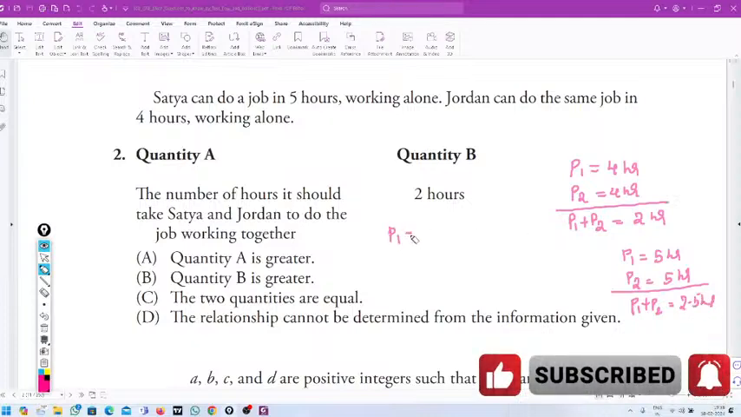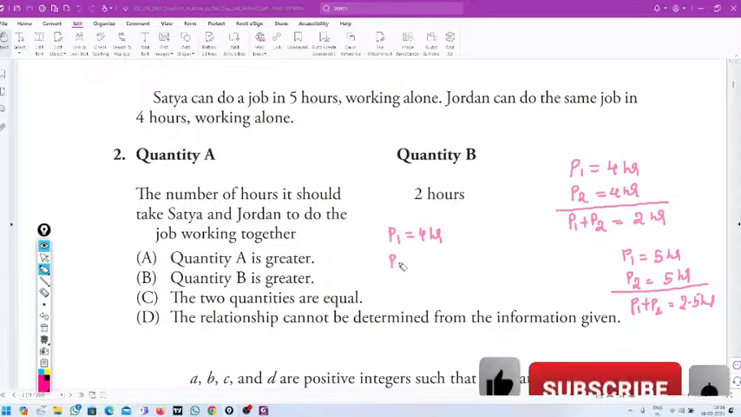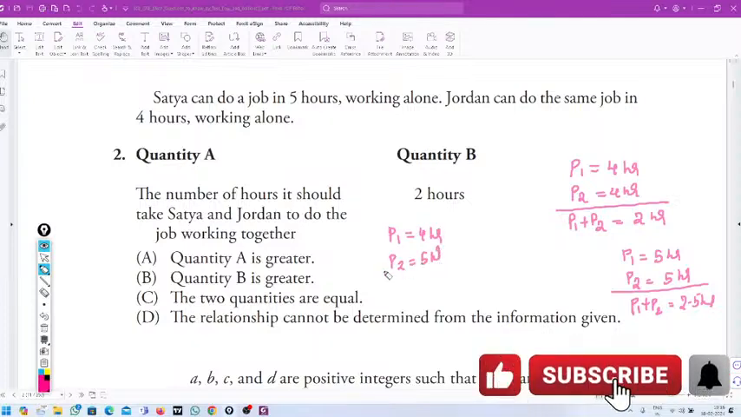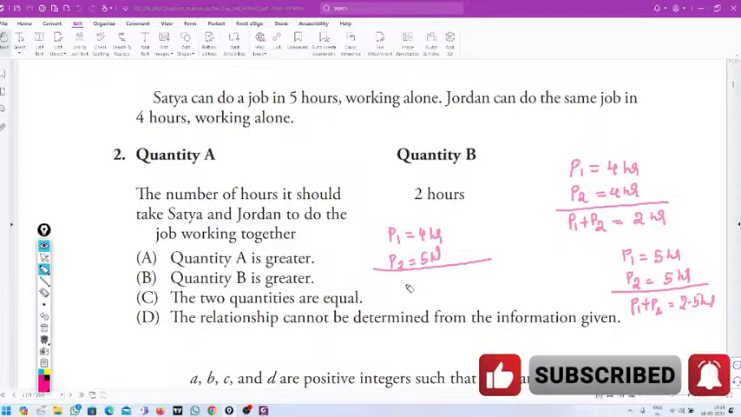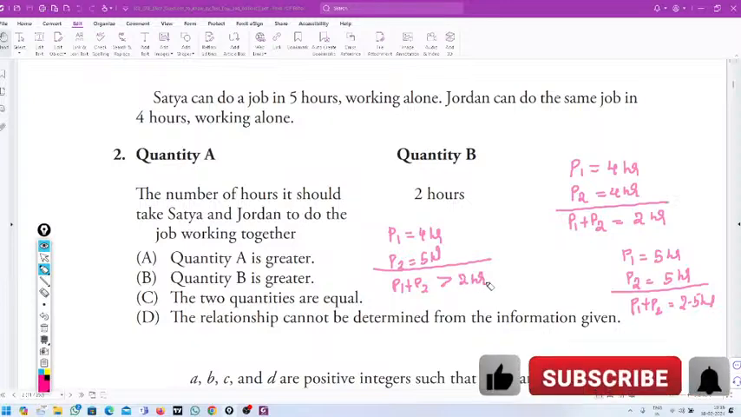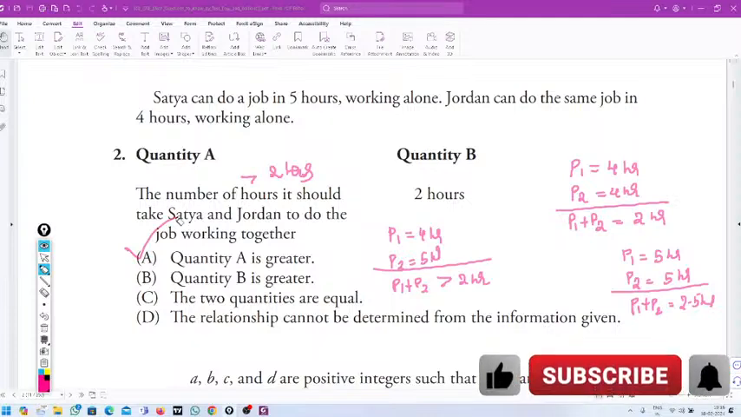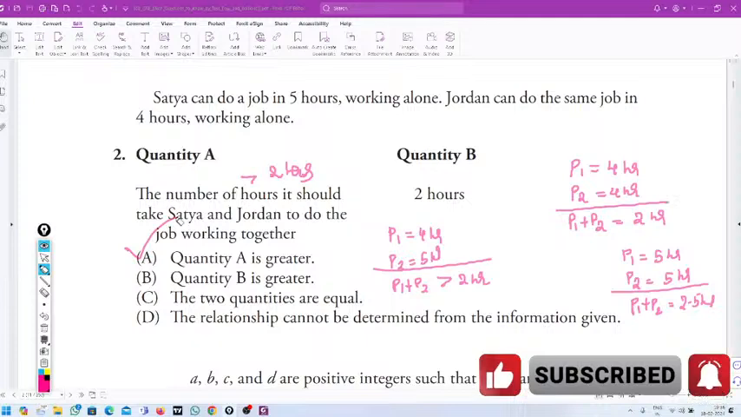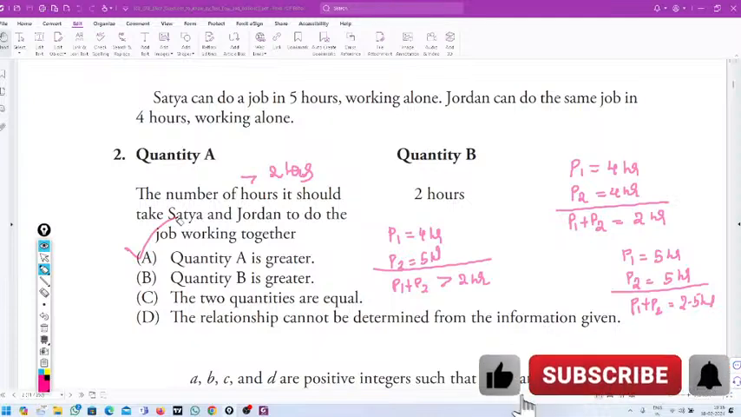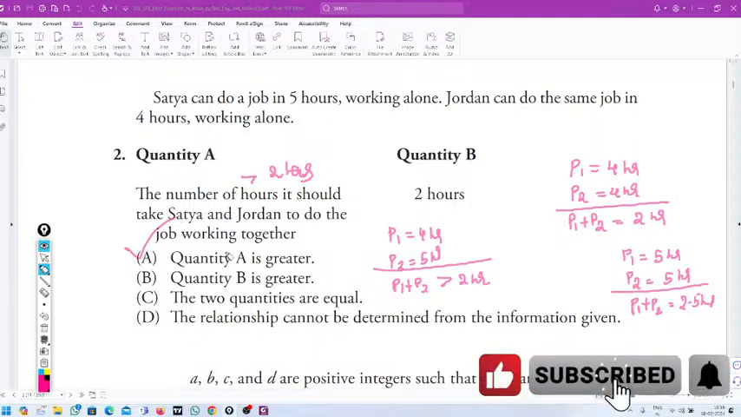But one person is taking 4 hours and the other person is taking 5 hours. Then definitely P1 and P2 will take more than 2 hours. When this is more than 2 hours, I can say quantity A is greater, because P1 takes 4 hours and the second person 5 hours. Definitely both of them together will take more than 2 hours. 4 means 2 hours, 5 means more than 2 hours. So I can say quantity A is greater.